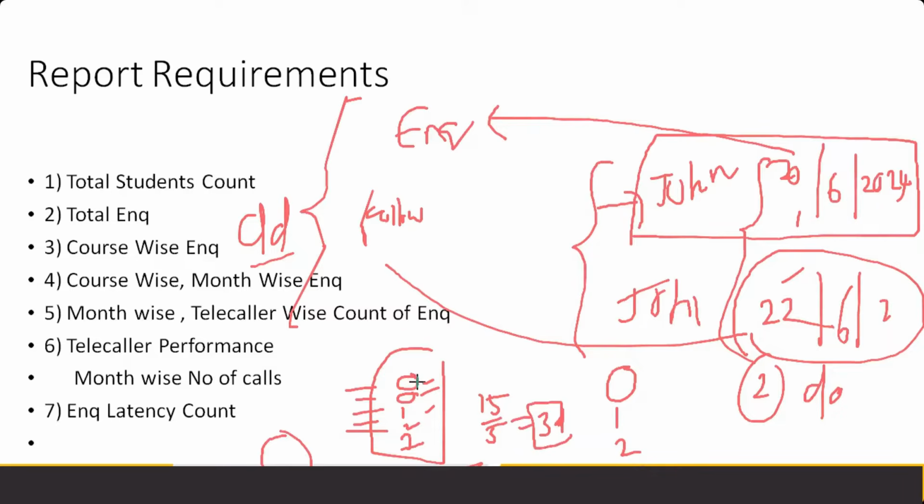But say 5 people have inquired. Two people got the call on the same day. One guy had 1 day latency. One more student got the call with 2 days latency, and another with 7 days latency. Like that, you should be able to calculate. It is 10 days in total for these 5 people, so 2 days is the average latency. Like that, you need to understand the latency and everything.